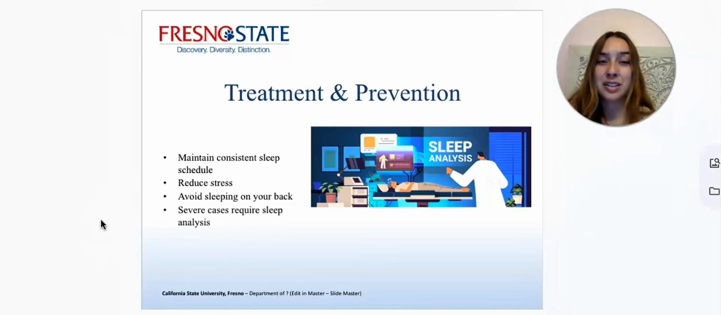I know that's a strange one. I know there's a lot of people that are fine sleeping on their back and nothing really happens, but in some of the studies that I've been able to find, people have mentioned sleeping on their back being a reason why they get sleep paralysis. In severe cases, people may need to see a sleep specialist and get a sleep analysis just to see what's really going on in the brain.